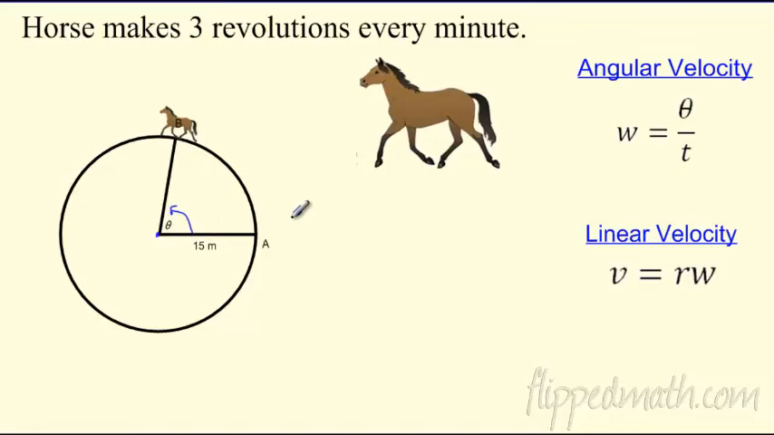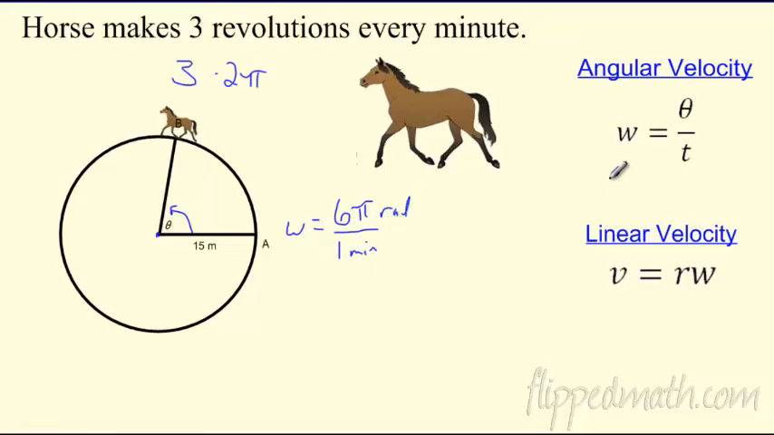So if I want to use this formula, if I want to find the angular velocity, I just need to know what this theta is. Well, what is this theta? It's 3 revolutions. What are revolutions? Theta has got to be in pi, in radians. So it's 3 revolutions at 2 pi. His theta is actually 6 pi. How often? What's the time? Every minute. So he has an angular velocity of 6 pi radians every 1 minute.